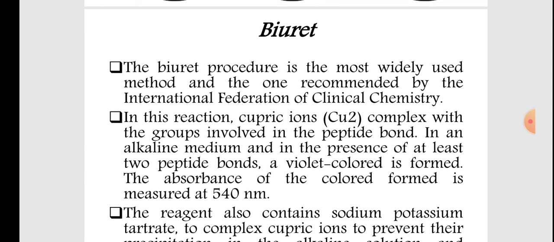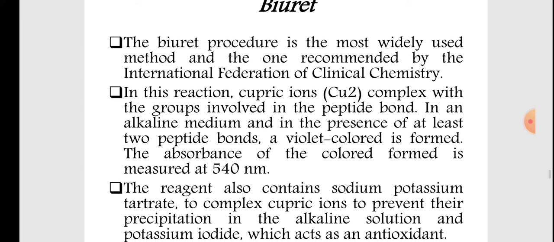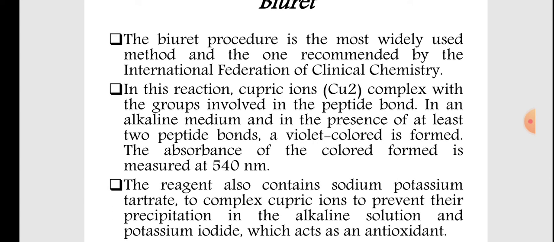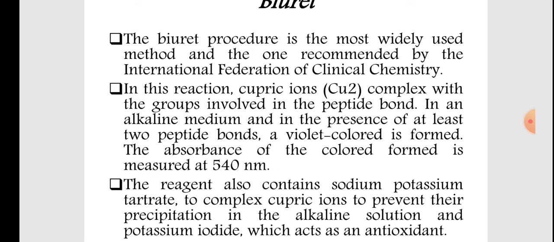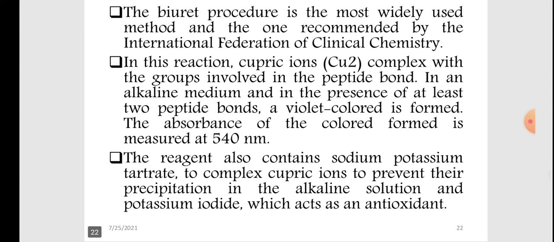Other method for plasma protein, total plasma protein, is the Biuret method. The Biuret method or Biuret procedure is the most widely used method and the one recommended by the International Federation of Clinical Chemistry. In this reaction, cupric ion complexes with the group involved in the peptide bond in an alkaline media, and in the presence of at least two peptide bonds, a violet color is formed. The absorbance of color formed is measured at 540 nanometer. The reagent also contains sodium potassium tartrate to complex cupric ion to prevent their precipitation in the alkaline solution, and potassium iodide which acts as antioxidant.